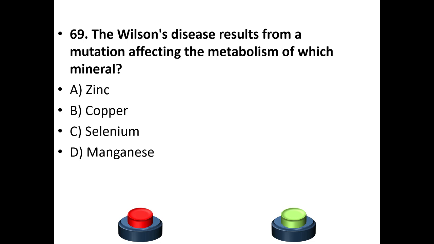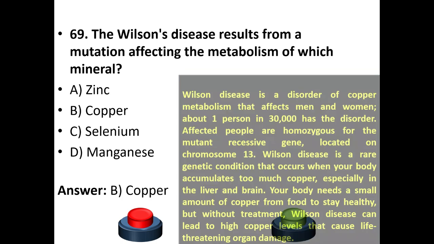69. Wilson's disease results from a mutation affecting the metabolism of which mineral? Zinc, copper, selenium, manganese. Which is the answer? Your answer is B, copper.